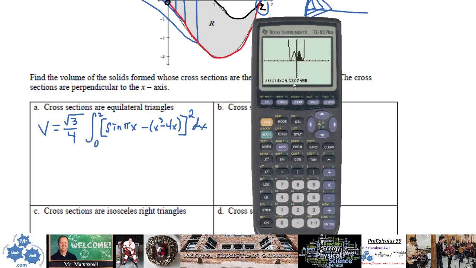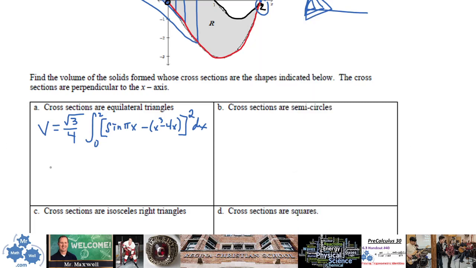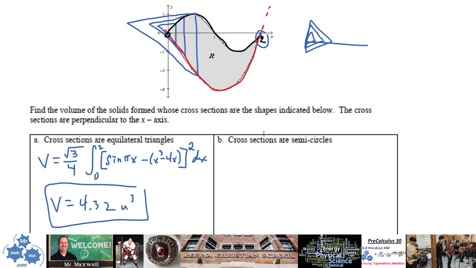So 4.32 is correct. That's the volume. So the volume is 4.32 units cubed, I guess. Okay, so that's the first one. That's equilateral triangles. So now we're going to move on to semicircles.